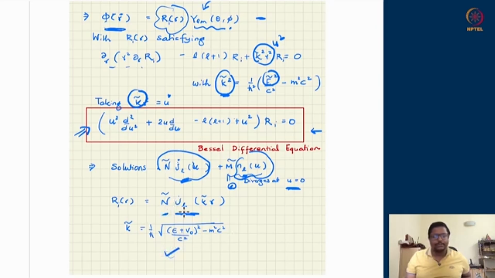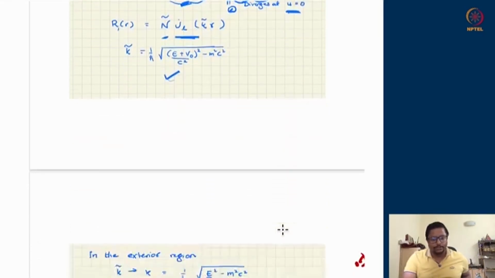N tilde is some normalization constant which I will put. So overall the wave function will become this radial times Ylm(theta, phi). Okay, this is for region 1.